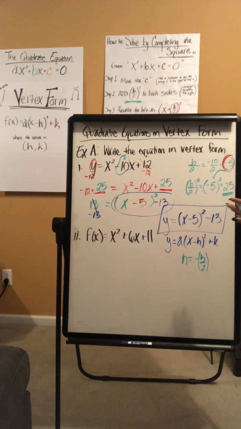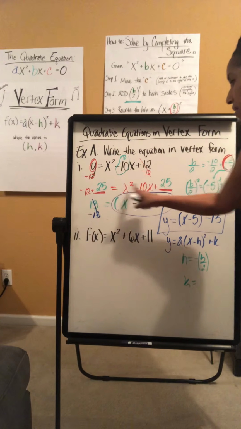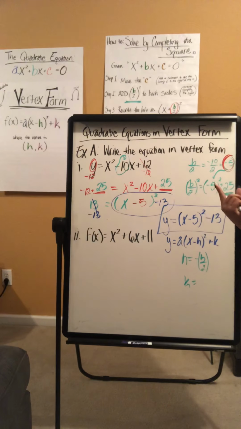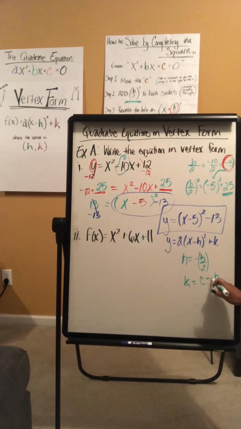That might confuse you. The k, that negative 13 came from my negative 12 plus 25, right? But then I moved it to the other side. So really what k is, is the c you already had, which was my 12, and I took away my (b over 2) squared.